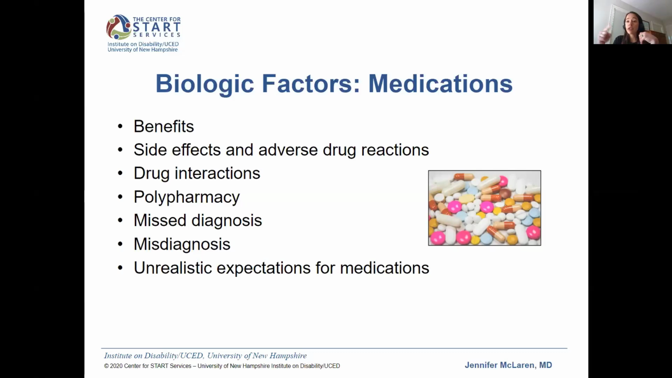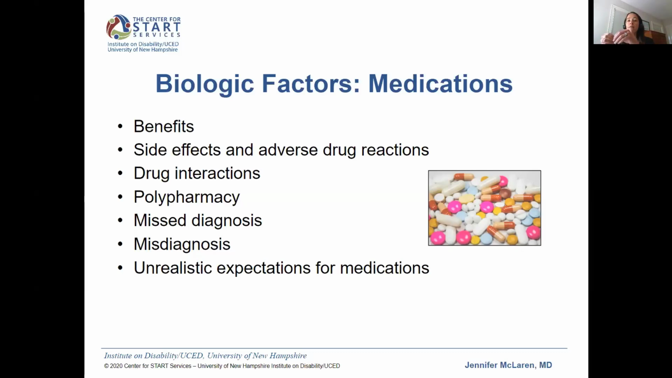There may be drug-to-drug interactions. Individuals may be on lots of medications, like 2, 3, 4, 5 psychotropic medications at a time. We also need to look at misdiagnoses and misdiagnosis, and we'll talk about that a little more.